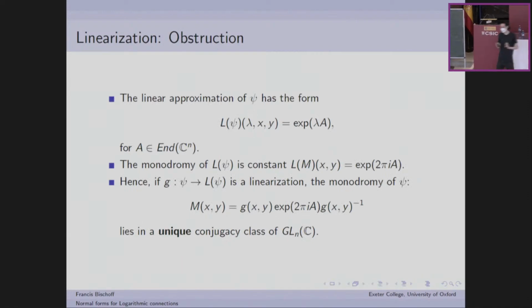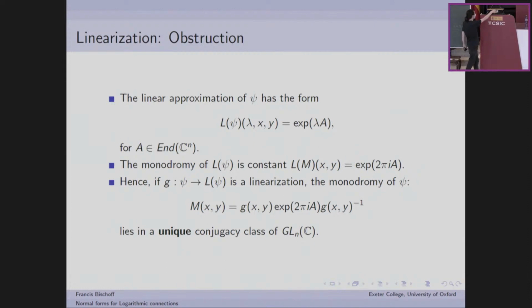And the reason for this is also very simple. If we take a representation, we look at its linear approximation. Remember, it's just specified by a matrix. Okay, so it looks like something like this. And so the monodromy will be constant. It will just be the exponential of 2 pi i a.